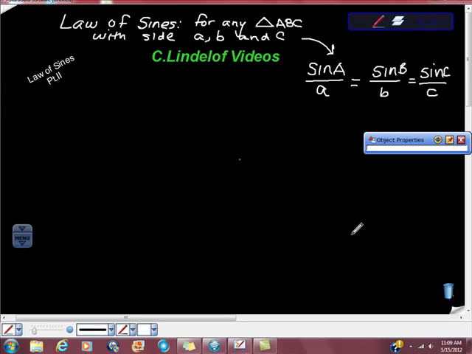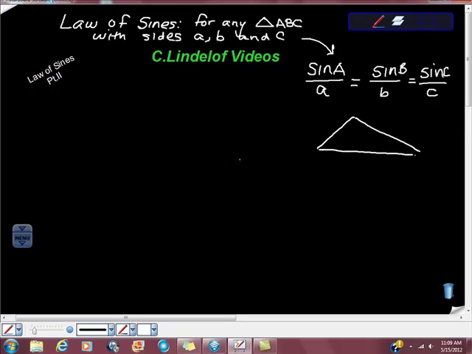law of sines, which says that for any triangle ABC with sides A, B, and C, then sine of angle A over side A would be the same as sine of angle B over side B, which would be equal to sine of angle C over side C. And let's take a look at what that has to look like for us. This is really, really crucial as I go back and explore this again.